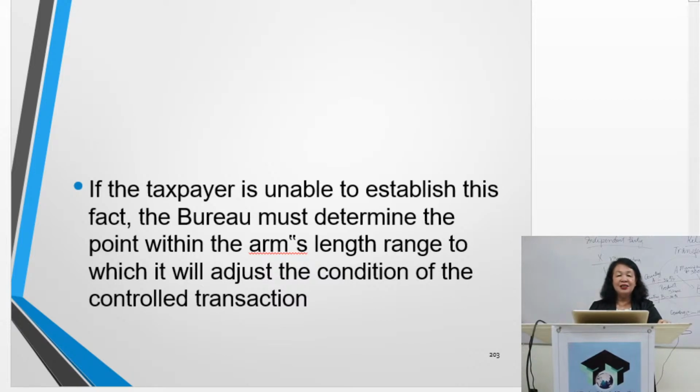May nanonood pa? Ilan? Ilan? 6 po. Okay. Sige. Kasi 5 o'clock na yan.